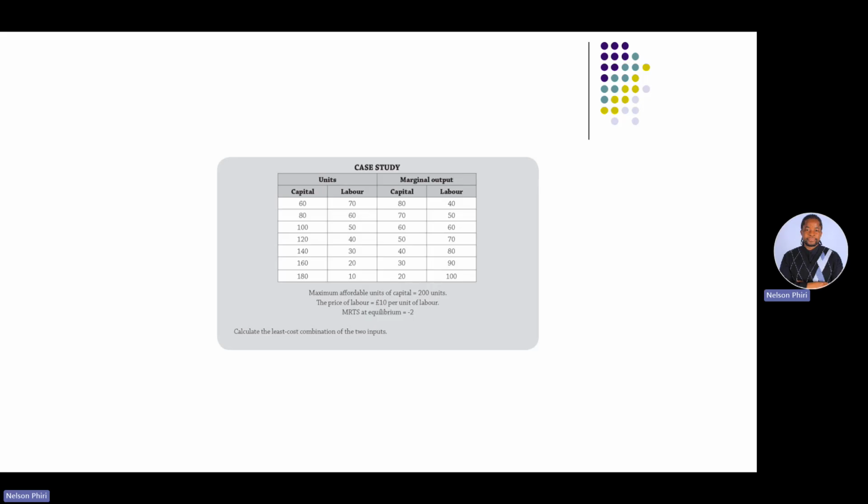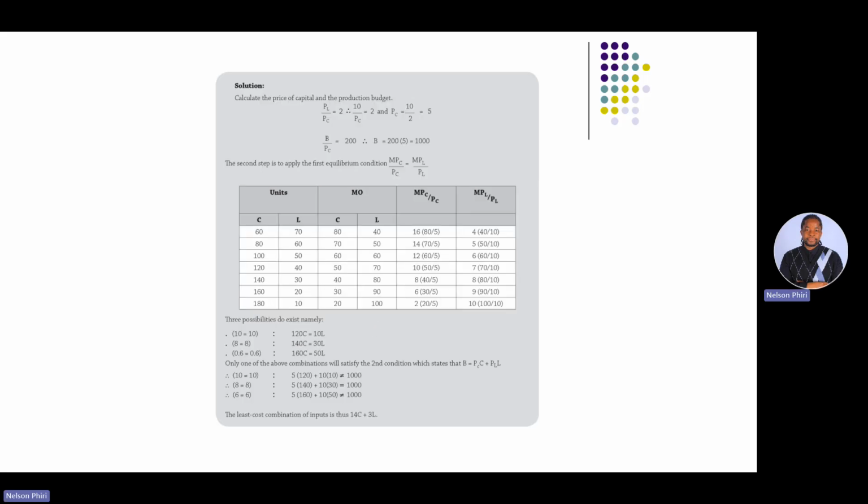So we want to look at the marginal productivity. For the marginal productivity of capital, we would take the marginal output that we're given, which is 80, and divide by the price of capital, which is 5, which gives us 16. We do the same for 70. We take 70 divided by 5, we get 14, which is shown in this section now.